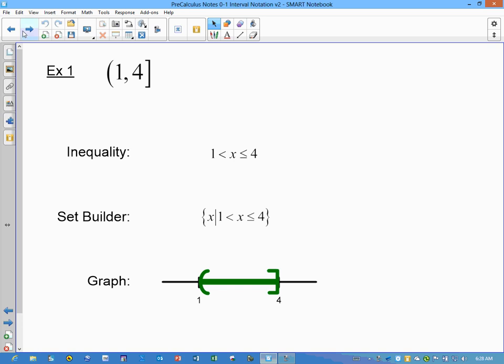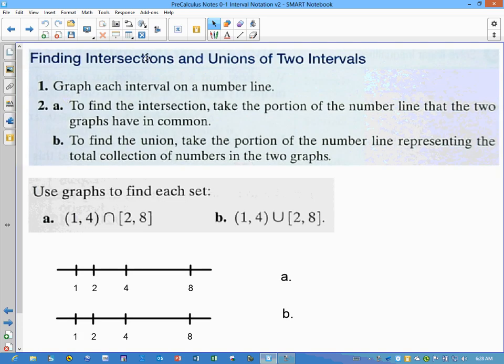All right, let's look at one other idea, which is intersections and unions. To find the intersection, of course, we're going to take a portion of the number line that two graphs have in common. And for a union, we're going to take a portion of the number line that represents the collection of both of the graphs. So basically, unions and intersections are ways to combine intervals to make another interval, or to make a new graph. So these are going to be our two examples here.